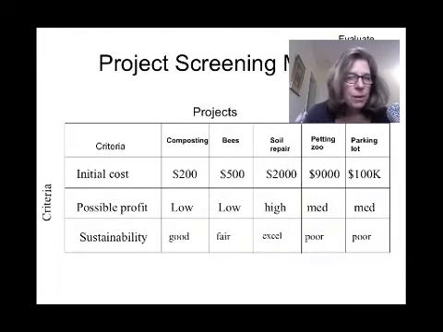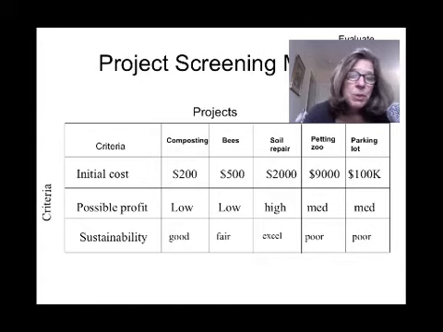So let's say we have all of these projects that we've enumerated. We can do composting, we can have bees, we can do soil repair, we can create a petting zoo, we can redo the parking lot. And I've listed just 3 possible criteria. There's all kinds of other criteria. But what you do is you fill in this matrix so you have a general idea of all of the projects and what they are and how they're going to be working.